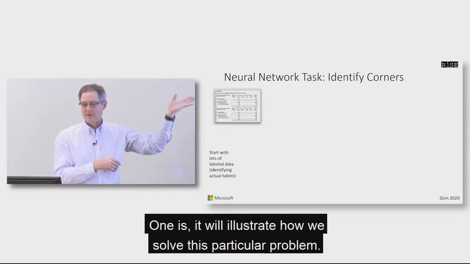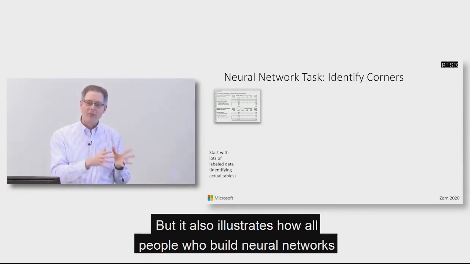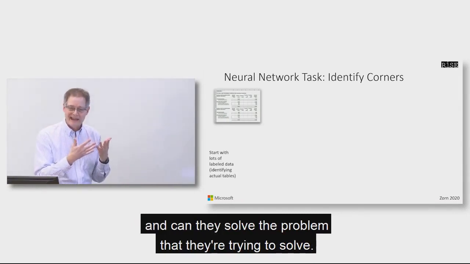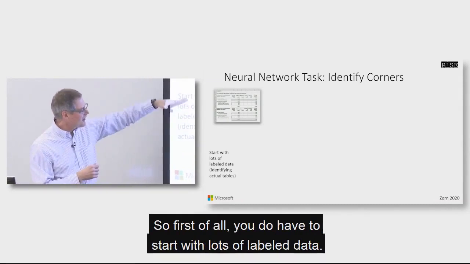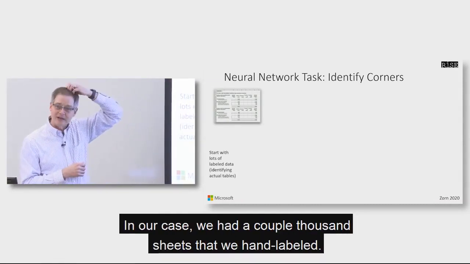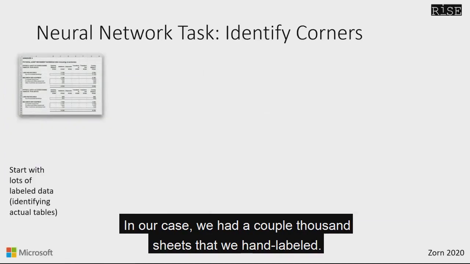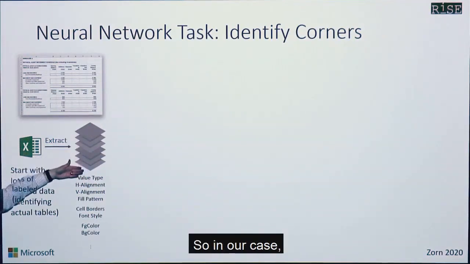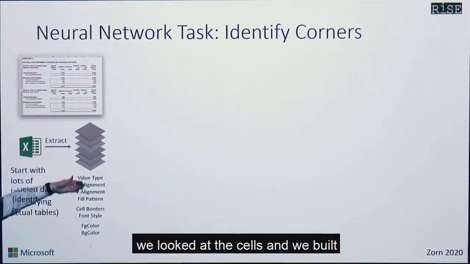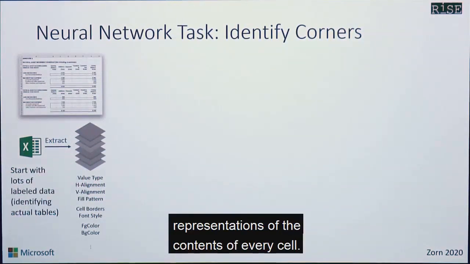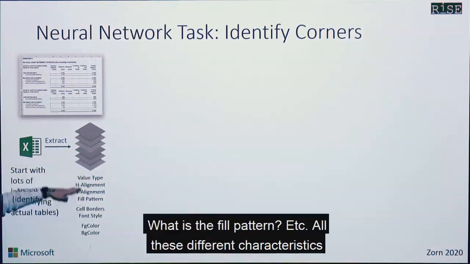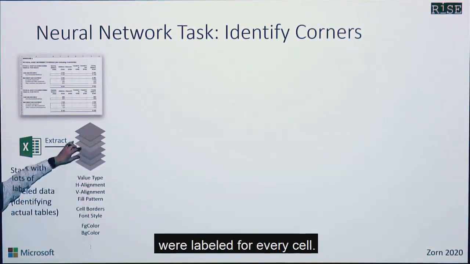One is how we solve this particular problem, but it also illustrates how all people who build neural networks have to think about what problem they're trying to solve, and whether they can solve it. So first of all, you do have to start with lots of labeled data. In our case, we have a couple thousand sheets that we hand labeled. In the case of all neural networks, you have to have a signal. So in our case, we looked at the cells and we built representations of the contents of every cell. So things like what is the font? What is the font size? Is it underlined? Does it contain a number? What is the fill pattern, et cetera? All these different characteristics were labeled for every cell.